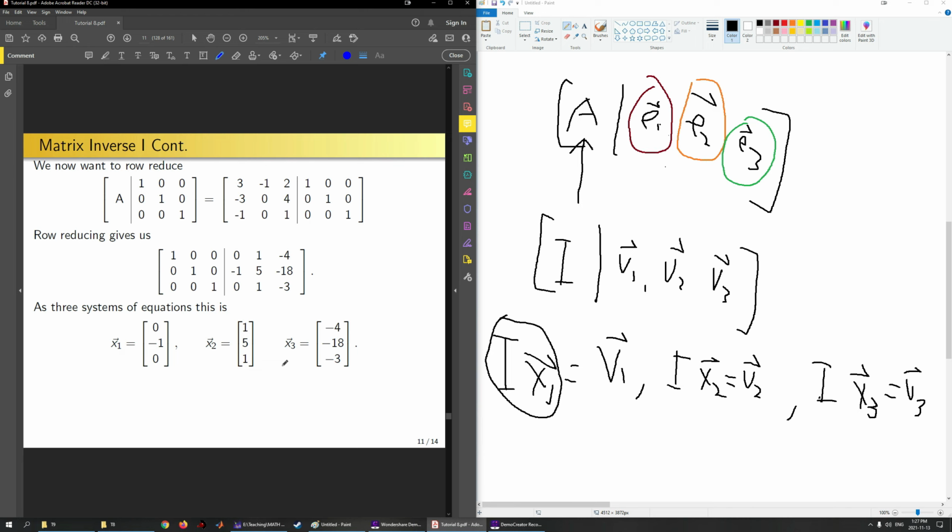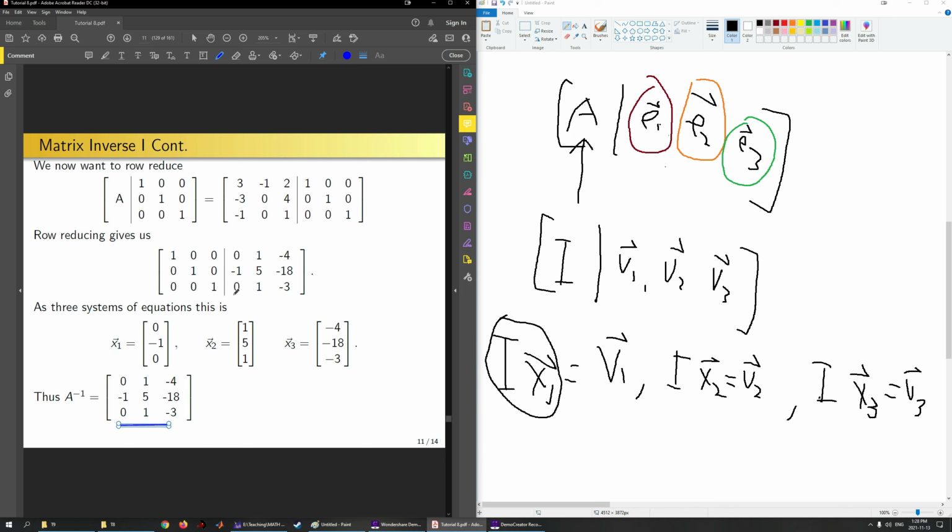Okay, my goal was to know what x1, x2, x3 are. I now know what they are. So since x was A inverse, I can now conclude that A inverse is the matrix where this thing goes in the first column, this thing goes in the second column, and this vector here goes into this third column. But notice something really nice. This is exactly the same thing as this, right?